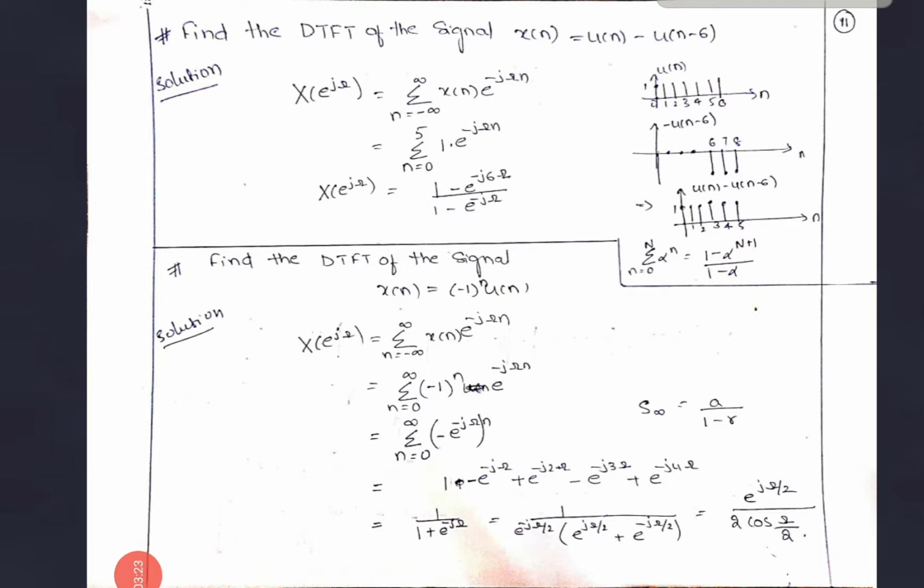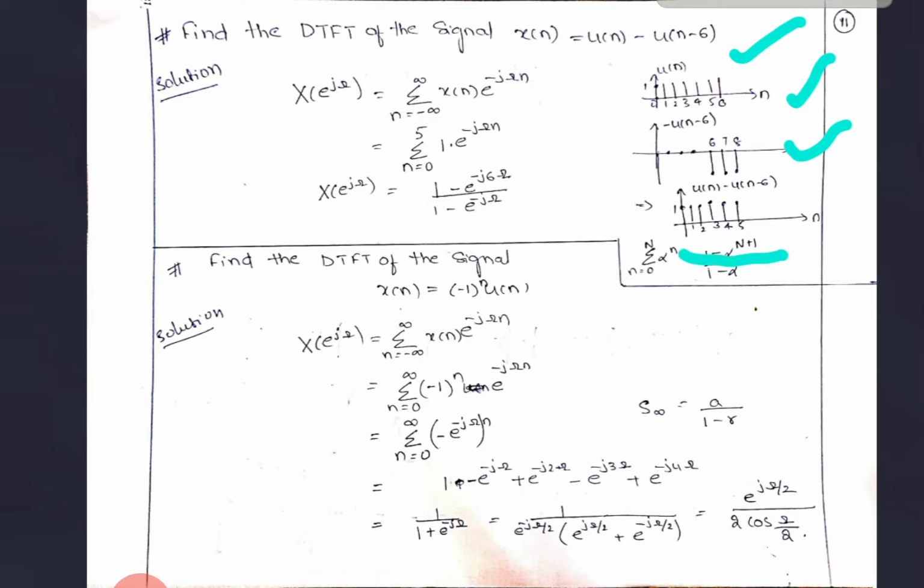Find the DTFT of the signal x of n is equal to u of n minus u of n minus 6. So we'll sketch u of n minus u of n minus 6. This is u of n and this is minus u of n minus 6. Already we have sketched this in the first module. We know how to sketch this. Now u of n minus u of n minus 6 will exist from 0 to 5.